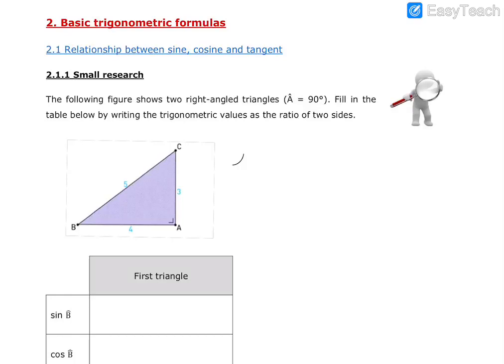Hello, my fellow friends. Yesterday we learned how to work with the calculator for trigonometric values. Now we're going to learn about the trigonometric formulas. There are two formulas, and the first one is the relationship between the sine, the cosine, and the tangent.